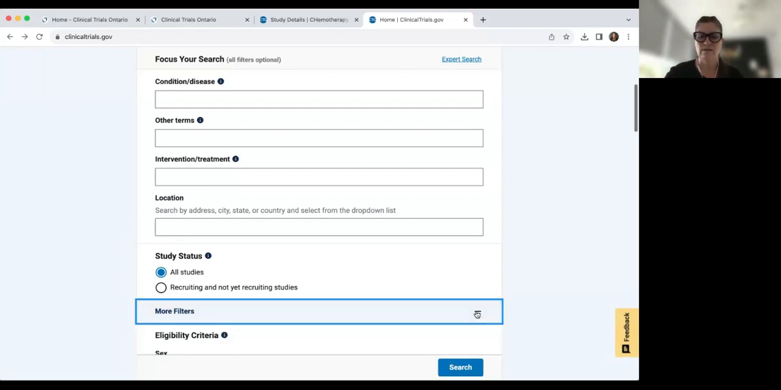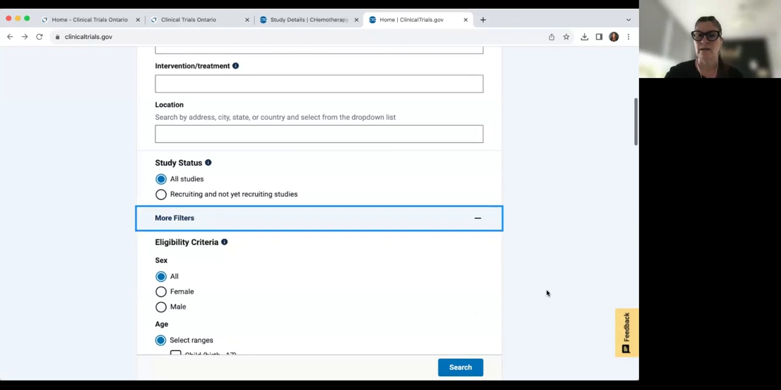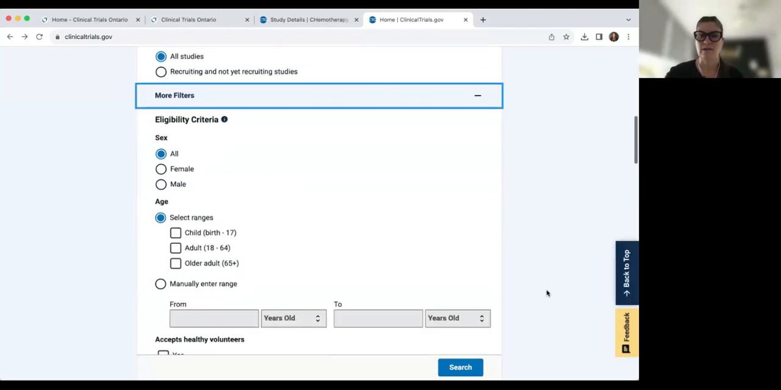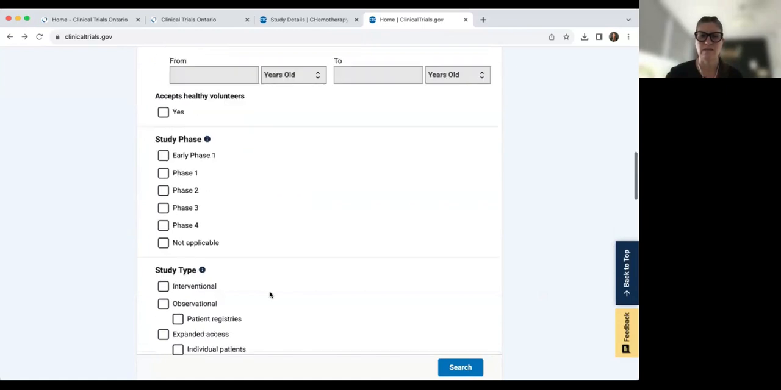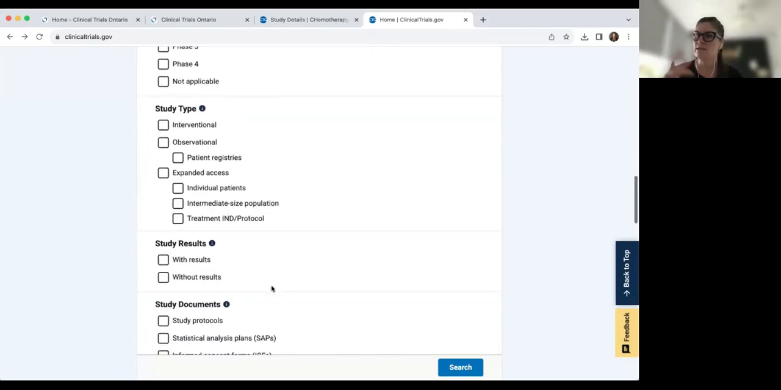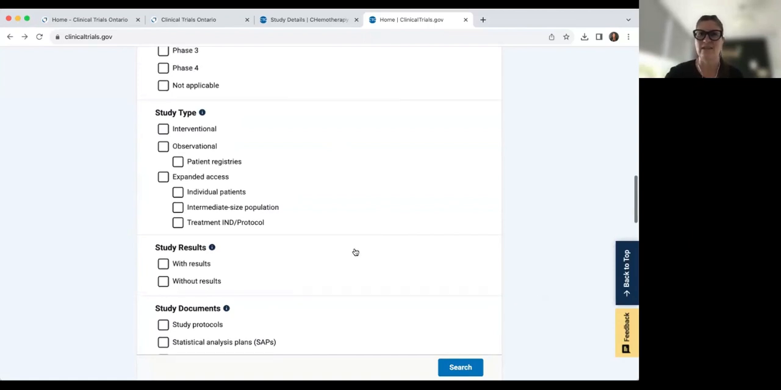There are a few other filters here too, like you can put in some parts of eligibility criteria. If you're a so-called healthy volunteer, you can put that in. If you're interested in a specific phase, you can put those types of things in too. So you can search around and dig around the site. Like I said, they've made it look a lot nicer in the past few years, so it's a lot easier to navigate as well.